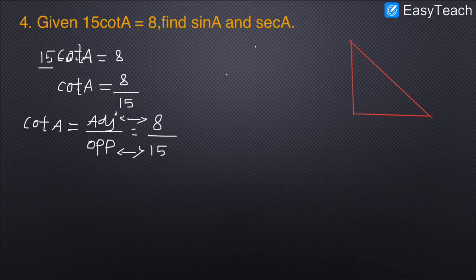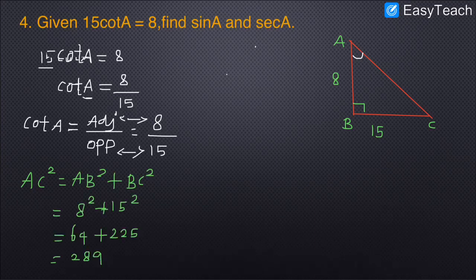I am going to draw one right angle triangle and mark the values. So here the angle is A, so it must not be 90 degrees. So I am going to name it ABC. So here B is 90 degrees. So the adjacent side is 8 and the opposite side is 15. In the next step, find the value of AC using the Pythagoras theorem, right? AC square equal AB square plus BC square.